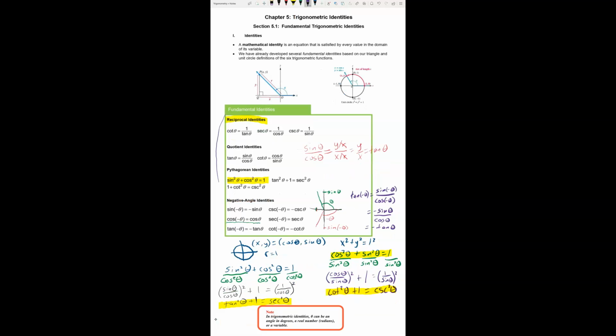In trigonometric identities, theta can be an angle in degrees, a real number, usually radians, or a variable.